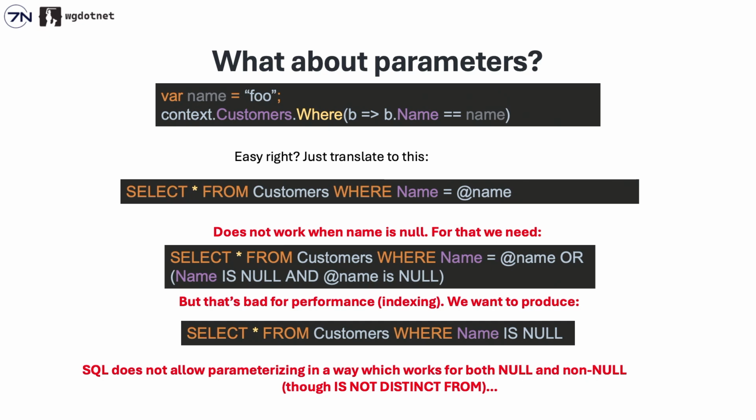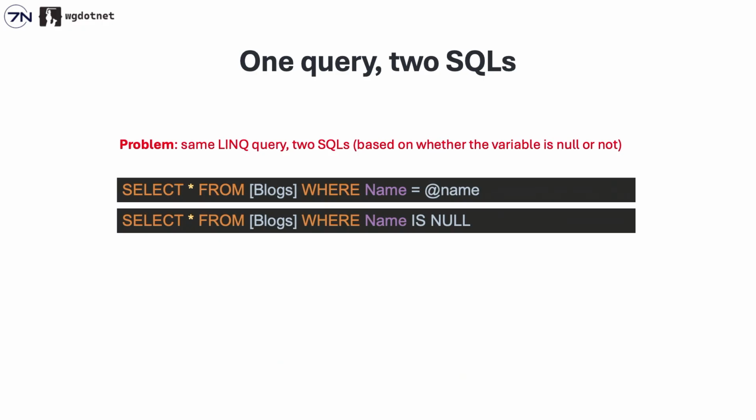There is a construct in SQL called is not distinct from, but I'm not going to talk about it. I'm just mentioning it for completeness. That maybe allows this kind of thing. So what we actually want to do, now you're starting to understand why this complicates caching, is to have two different SQLs based on whether this parameter is null or not. When there's a non-null value, we want to do this SQL, which will be very efficient, assuming there's an index on name. And when it is null, then we want this SQL. That's amazing, right? That's exactly what you would expect EF to do. And that is what EF does, except that it means that we have one LINQ query and two different SQLs now.